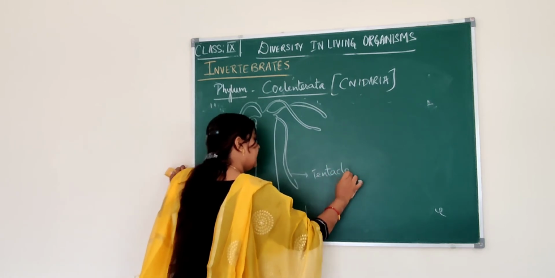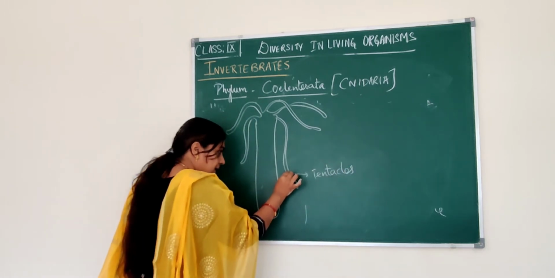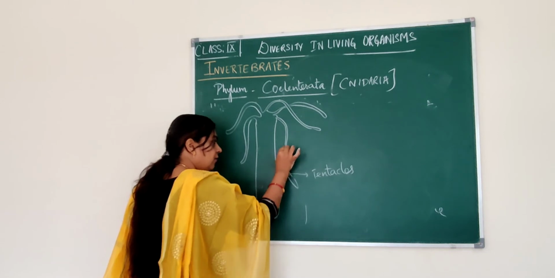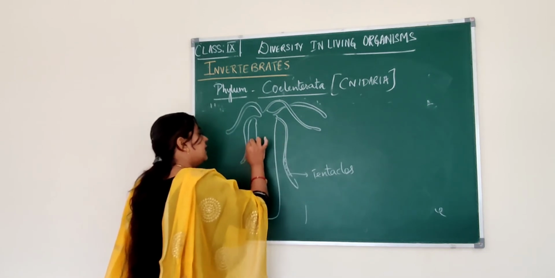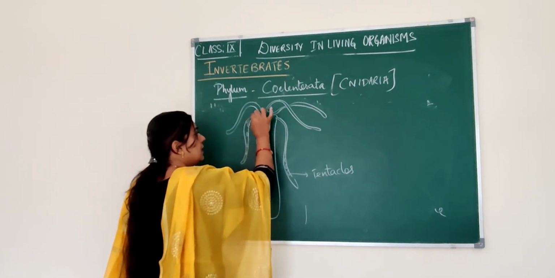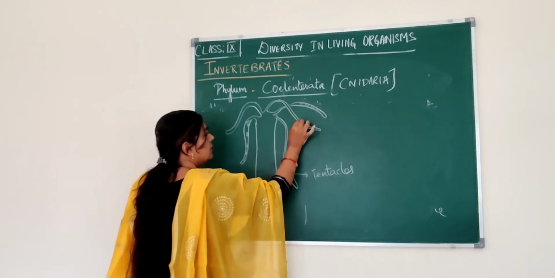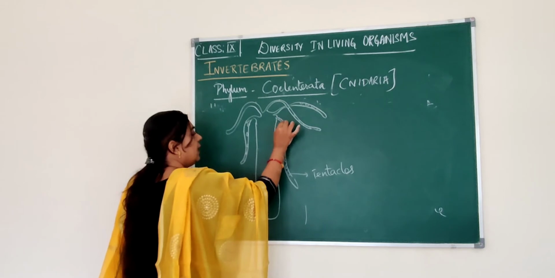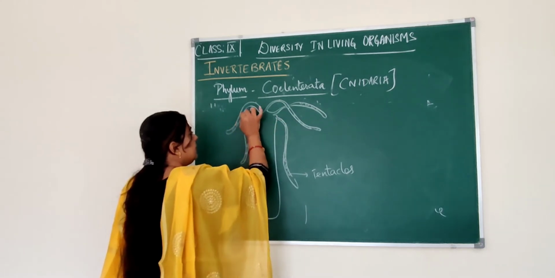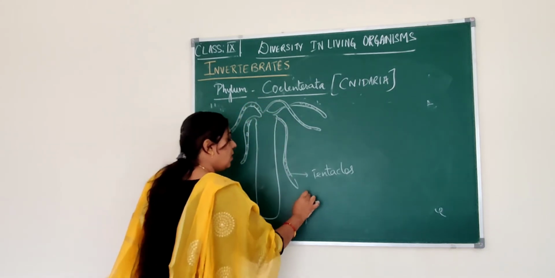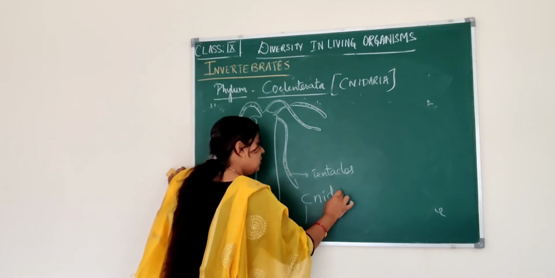These are called tentacles, and throughout the tentacle it bears cells. All the tentacles, throughout, will have cells. These cells are called cnidoblasts.